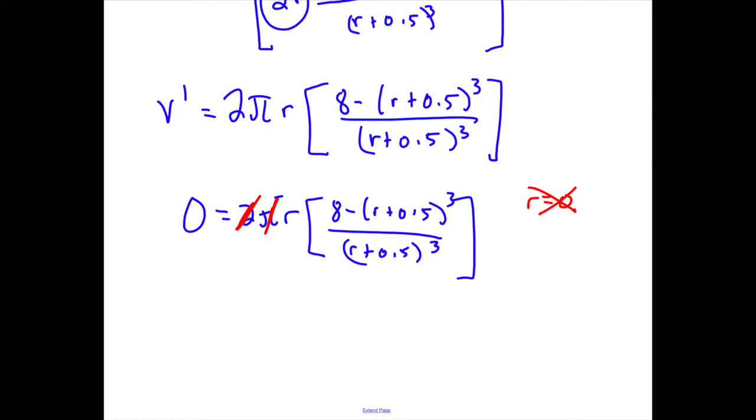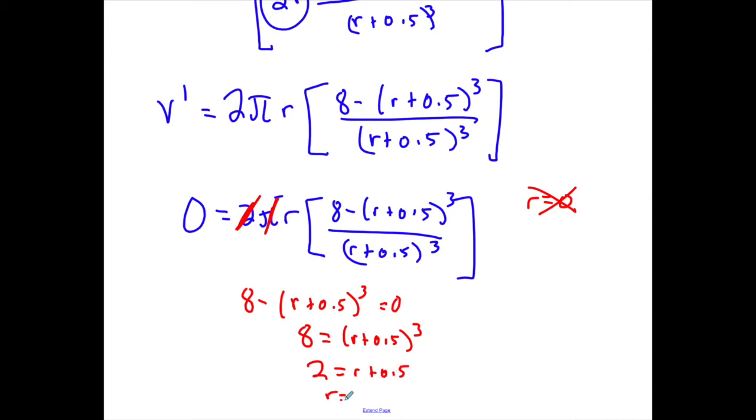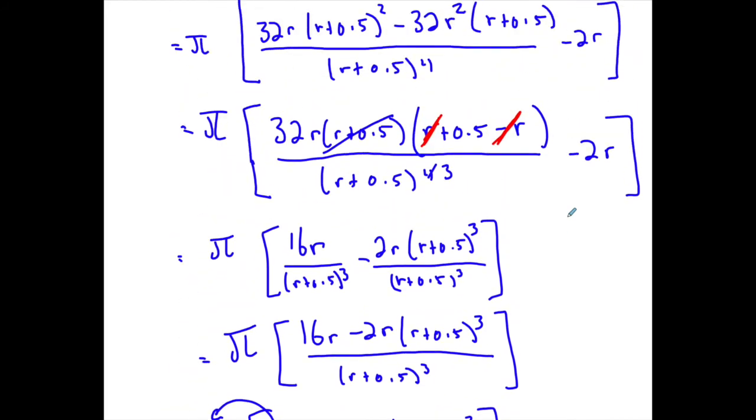Or the stuff in the parentheses is 0, and we know the stuff in the parentheses is going to be 0 when 8 minus (r plus 0.5) cubed is 0, right? Because if the top is 0, everything is 0. So in other words, 8 equals (r plus 0.5) cubed, and cube rooting gives you 2 is equal to r plus 0.5, and subtracting, r is 1.5. Okay? So r equals 1.5 is going to be our optimal value, right? Our only other choice was 0.